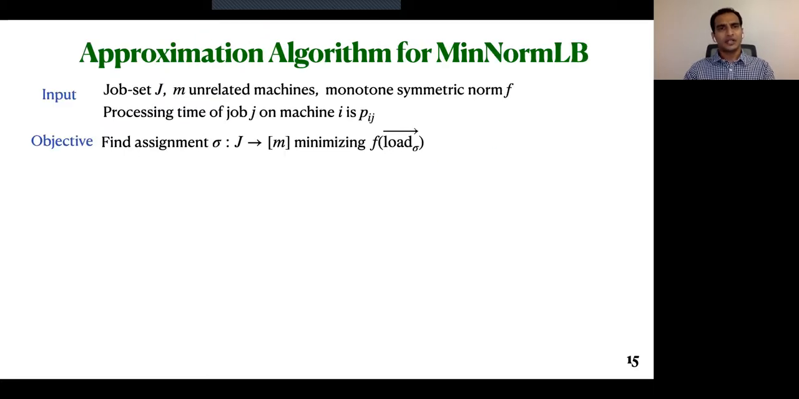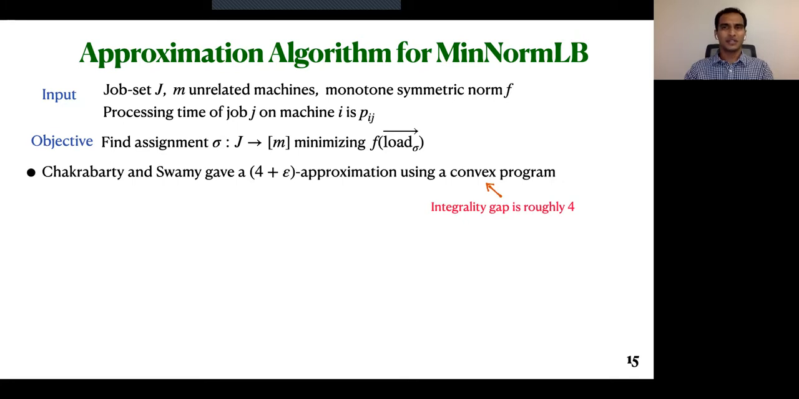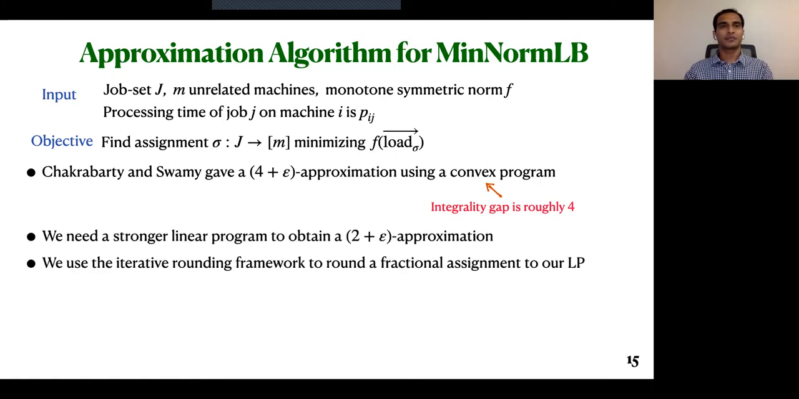We now switch gears and consider deterministic min-norm load balancing on unrelated machines. Recall that our objective is to find an assignment that minimizes the F norm of the induced load vector. The previous best approximation for min-norm load balancing was a 4 approximation by Chakraborty and Swamy, which was obtained via a convex programming approach. Unfortunately, the convex program has an integrality gap of roughly 4. So to obtain a 2 plus epsilon approximation, we need new ideas.